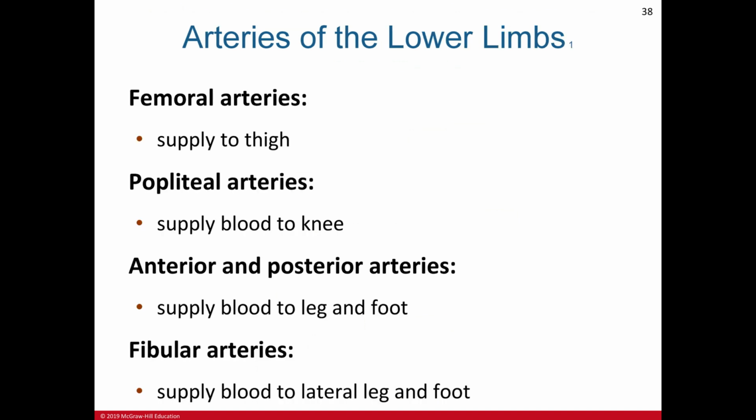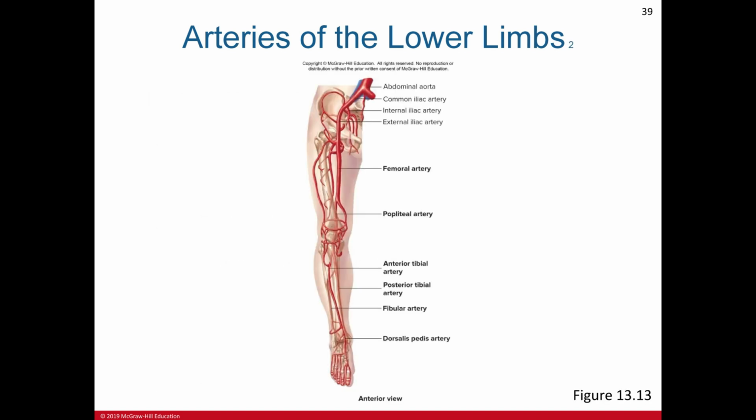Going down from both the left and right common iliac arteries, we have the arteries of the lower limbs. Like the arteries of the upper limbs, the arteries of the lower limbs are named differently as they pass into different body regions. For example, we have the femoral arteries that supply the thigh, the area near your femur, and the popliteal arteries for the knee or the patella, and the anterior and posterior tibial arteries that supply blood to your leg and foot, and the fibular arteries which supply blood to the lateral leg and foot.